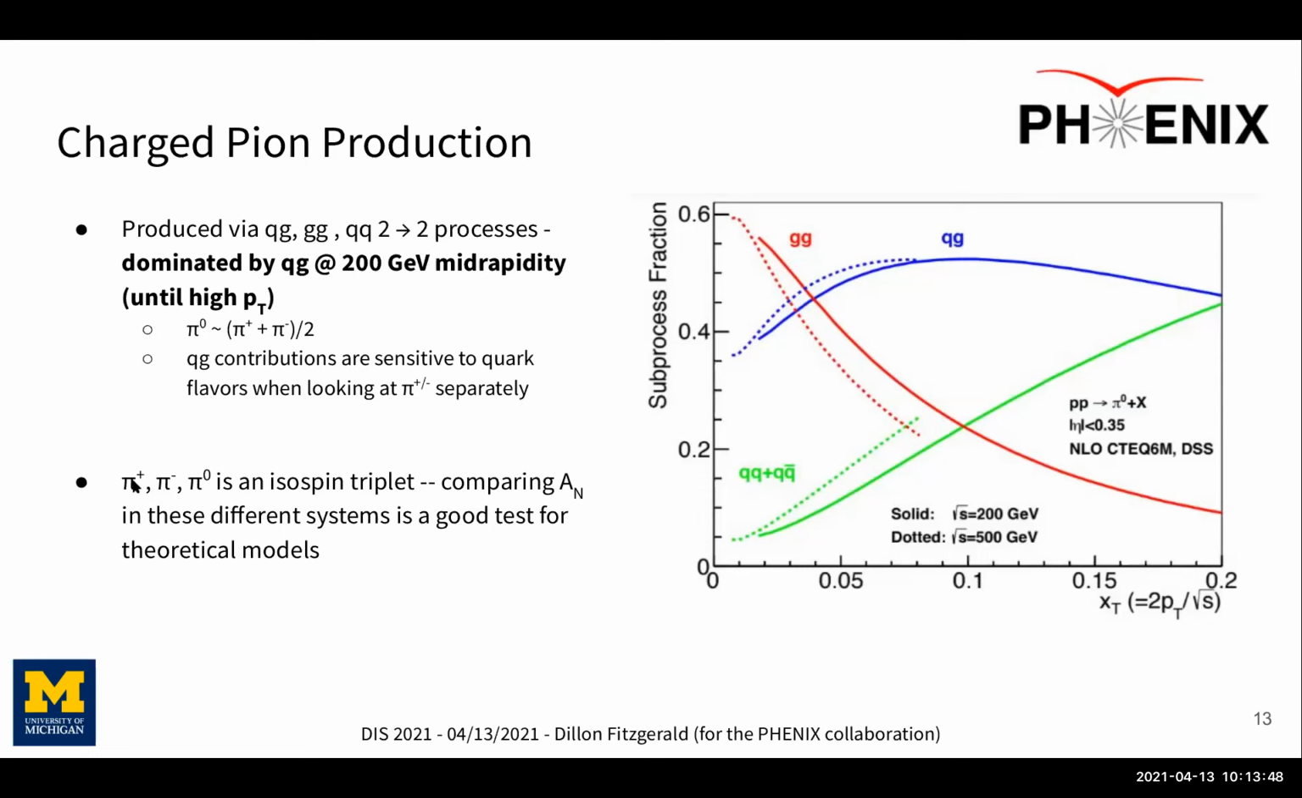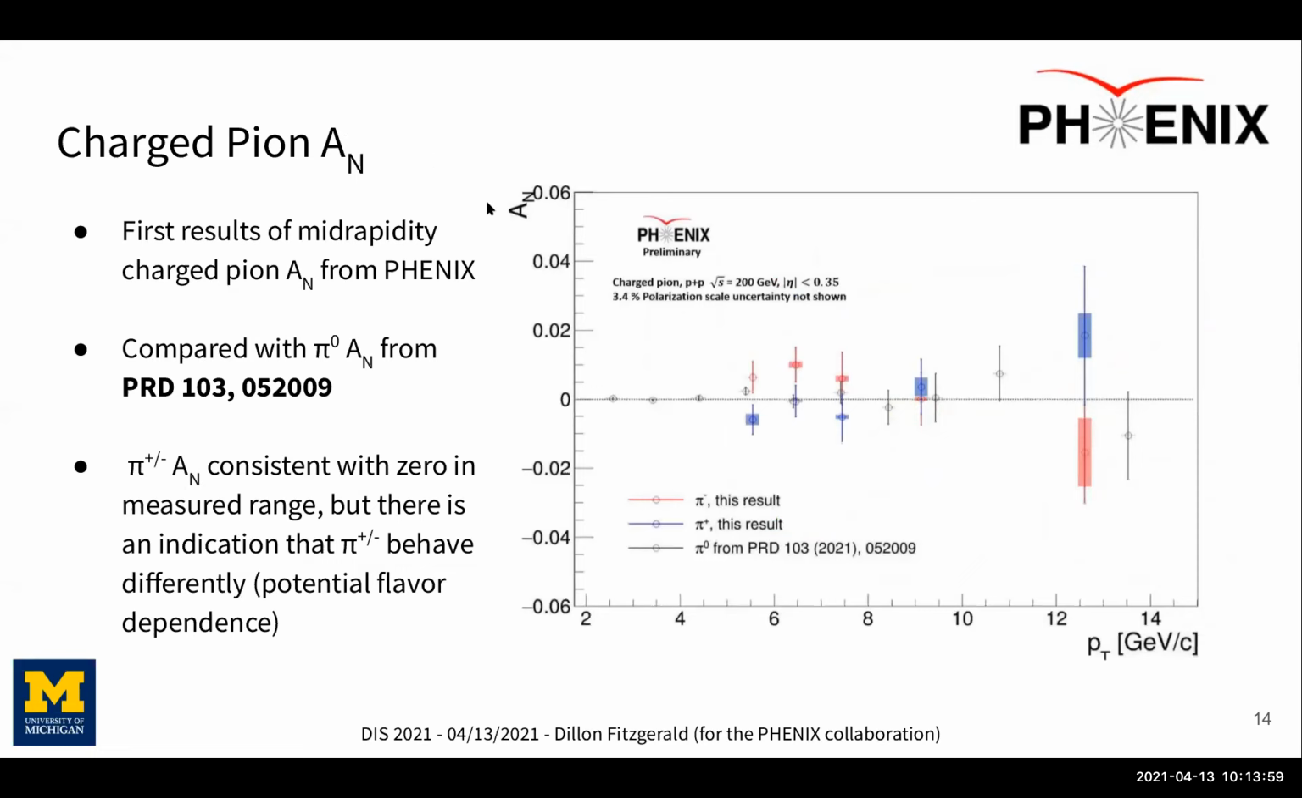And just very quickly, I mentioned again that pi plus, pi minus, and pi zero is an isospin triplet. So comparing A_N in these 3 different systems is a good test for theoretical models. And this is exactly what we have plotted on the next slide here.